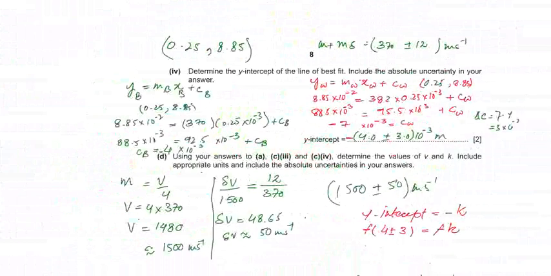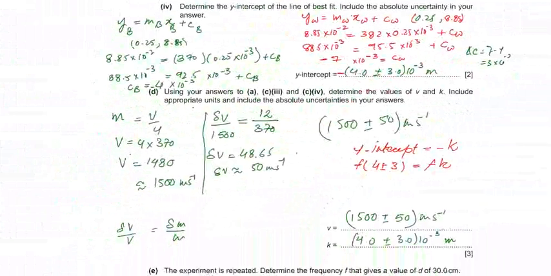Next, using this answer of c3 and c4, determine the value of v and k. So approximately we know from the definition and from the formula, the slope is v over 4. So we will get v is 1480, which is approximately 1500 meter per second.